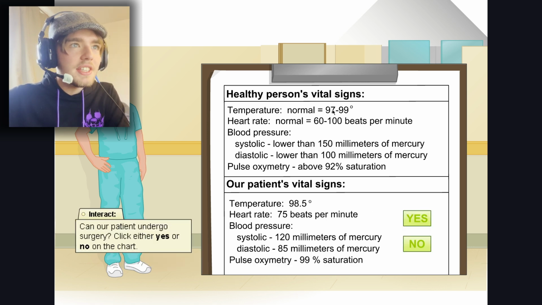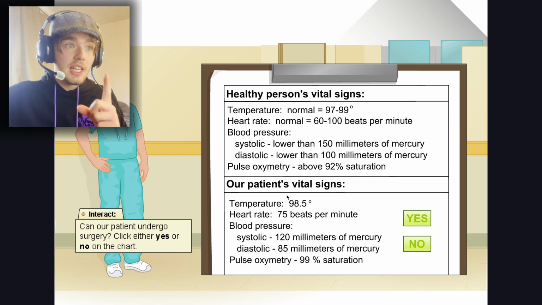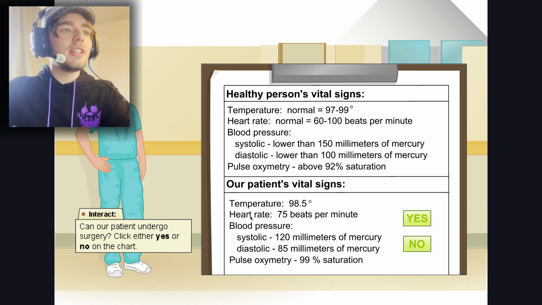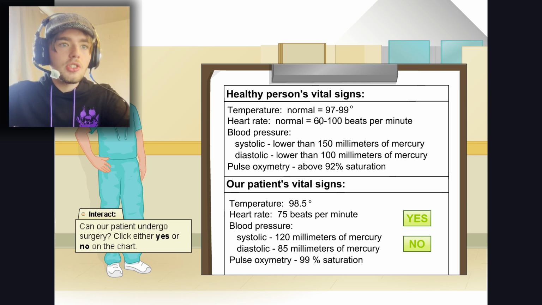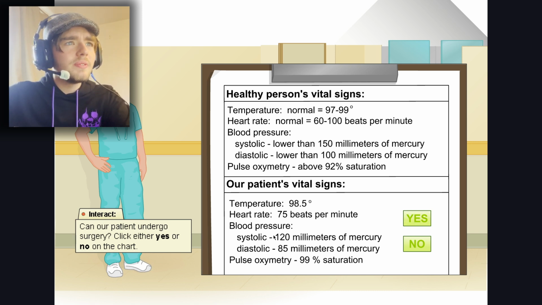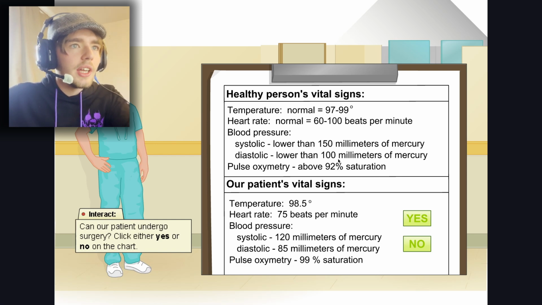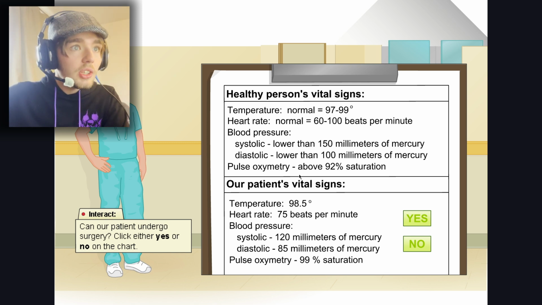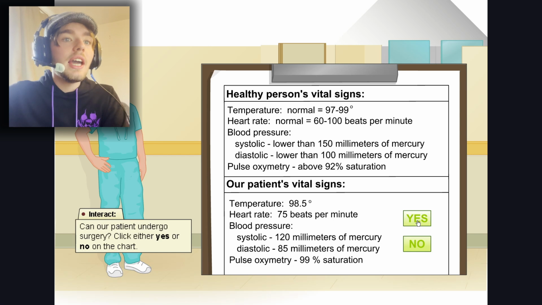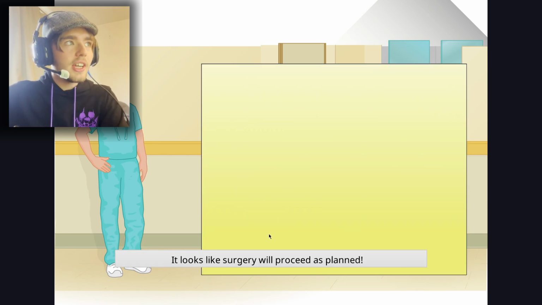Okay, so his temperature is in between 97 and 99, and his is 98. So, his temperature is fine. His heart rate is 75 beats per minute, and a normal heart rate is 60 to 100, so yes, he can. Blood pressure lower than 150 is fine, and lower than 100 is fine. Okay, so that is fine again. And as long as it's above 92, so yes. It looks like surgery will proceed as planned.